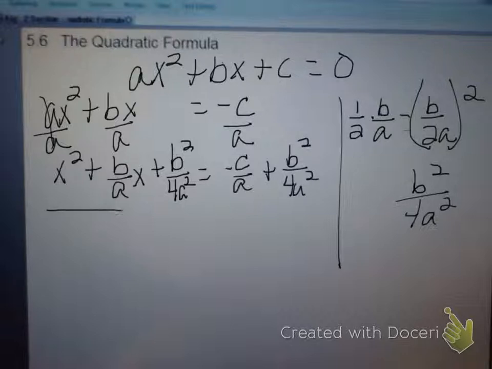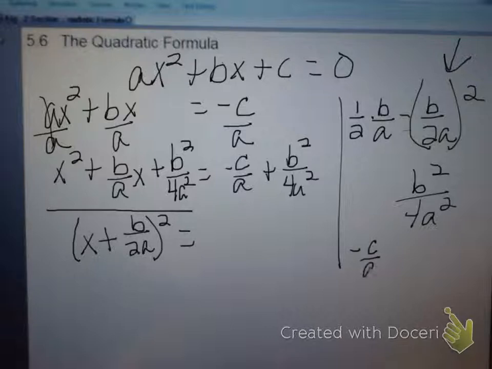Now again, this does not look like a perfect square trinomial, but it is. It factors into x plus, and it's always the half of b. So you go over here, and that's b over 2a, quantity squared, is equal to, now, what we're going to have to do here is get a common denominator. So I'm going to go to the side over here. That's negative c over a plus b squared over 4a squared.